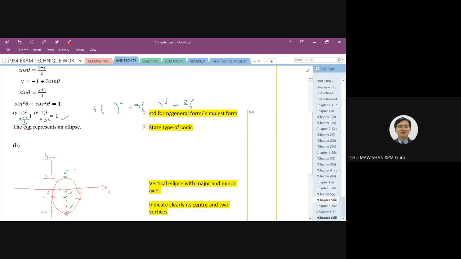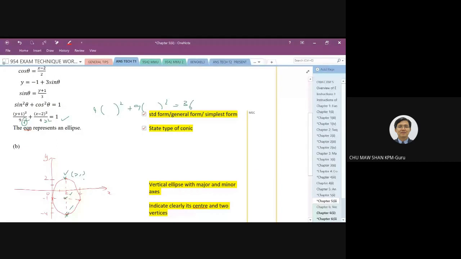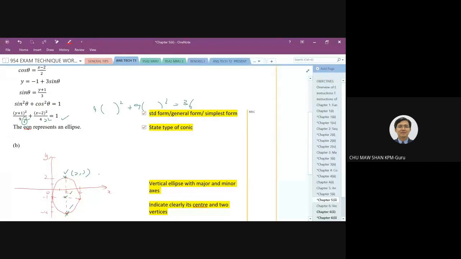Okay, other color, atau you tulis macam ni, atau you indicate dekat sini. Either you indicate the coordinate like this, 2, -1. Or as I did lah.